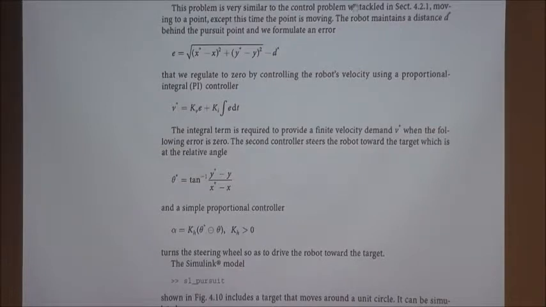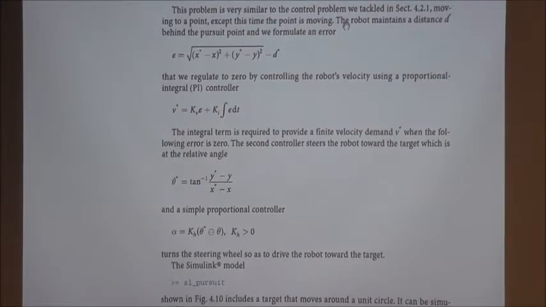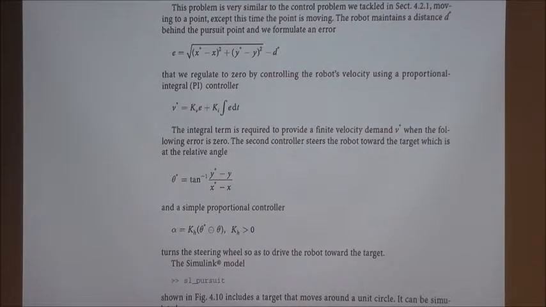This problem is very similar to control that we used previously for moving to a point. Instead of moving to a point, we're moving to a path. Okay? Moving to a point from a control point of view is what we used to say regulation. Remember that? Regulation and control. And moving to a path is tracking. That's the second control problem.